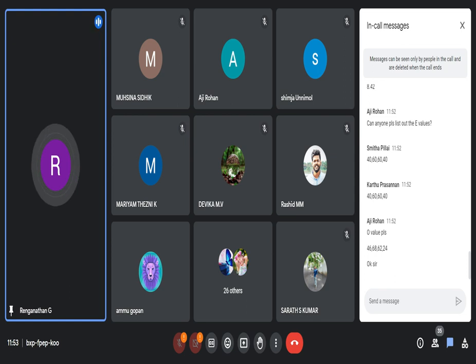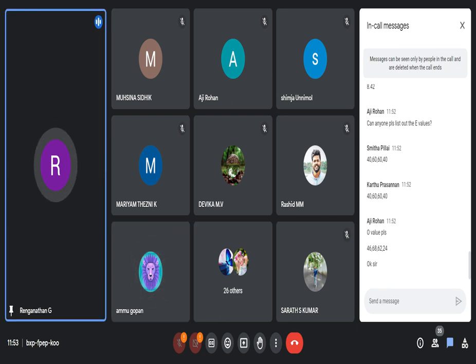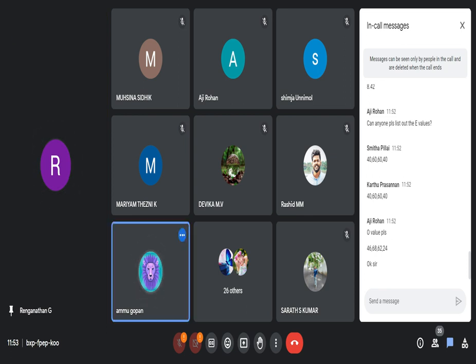Okay. So now the calculated value is greater than the table value. The calculated value is 8 point something, isn't it? And the table value is only 7 point something. Then we have to reject the hypothesis. Here the calculated value is greater than the table value, so the conclusion is that we should reject the hypothesis. Clear? Okay.